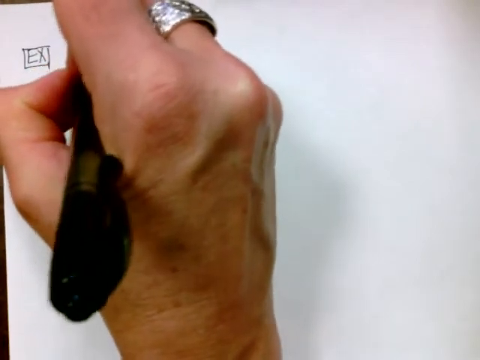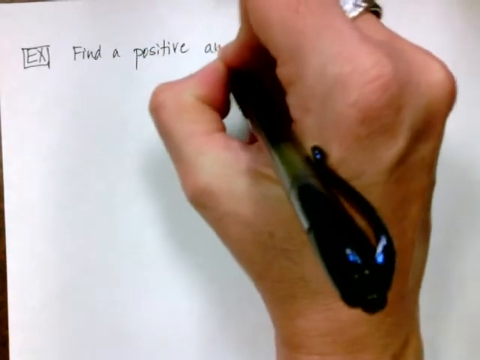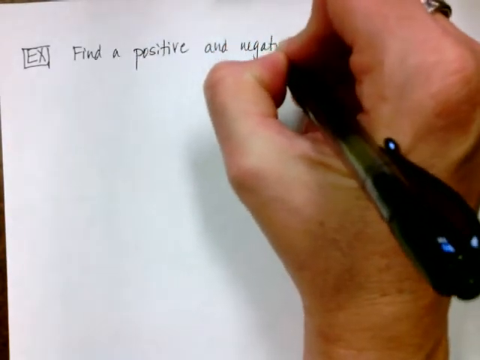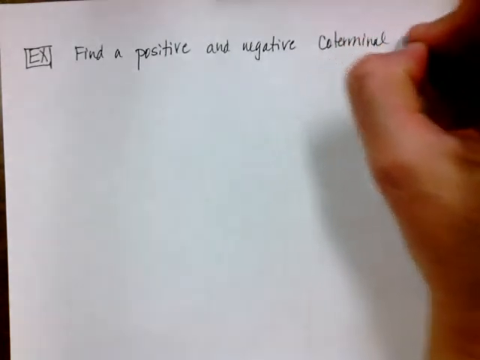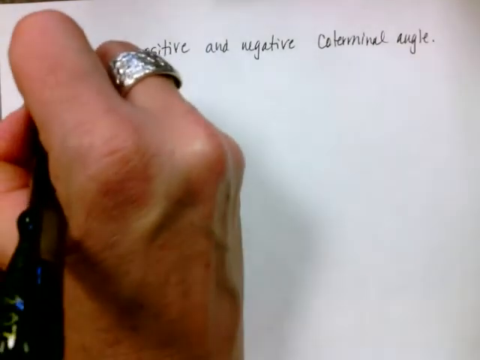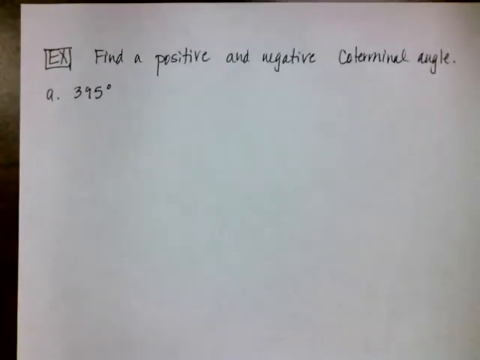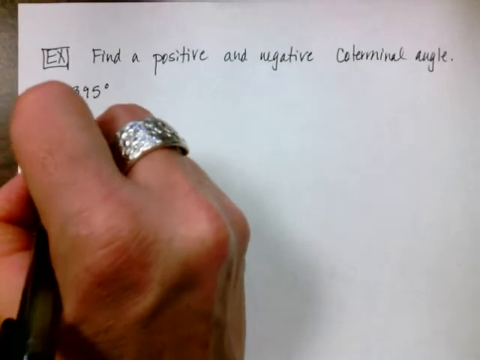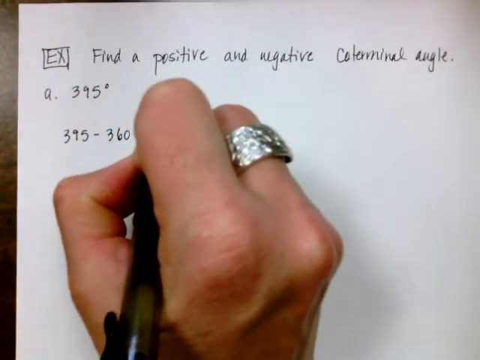The directions are going to be very similar. It's going to say find a positive and negative coterminal angle. Okay? All right, so our first one is going to be 395 degrees. So let's talk through this a bit. All the way around is 360. So if I do 395 minus 360, I'm going to get 35 degrees more.